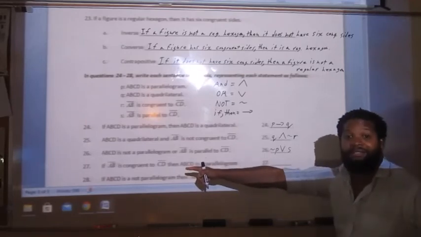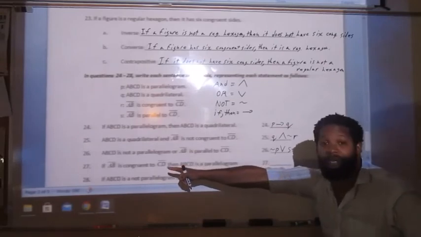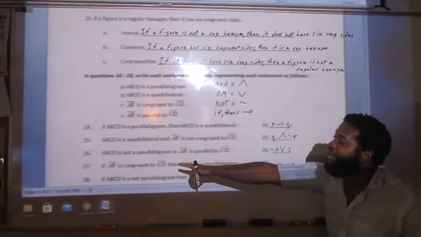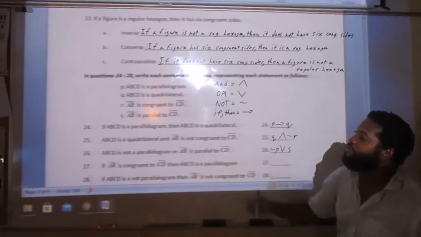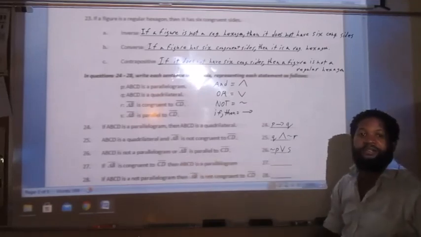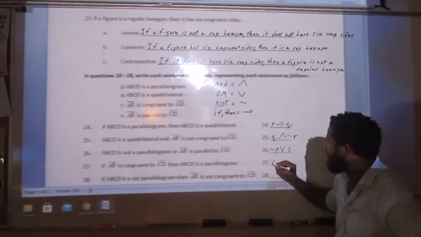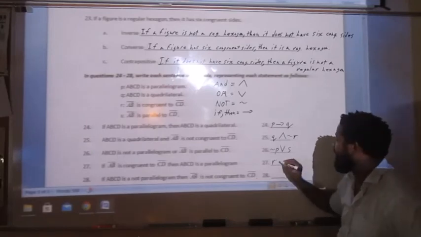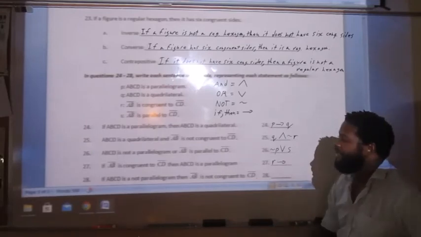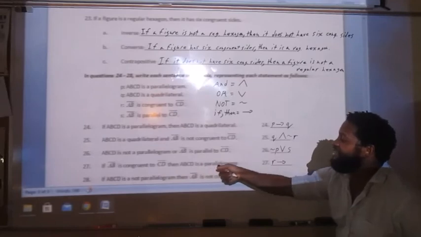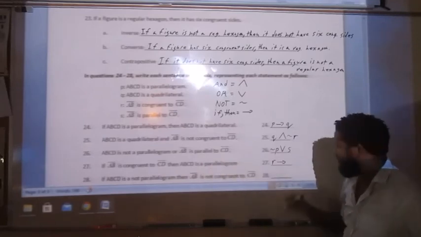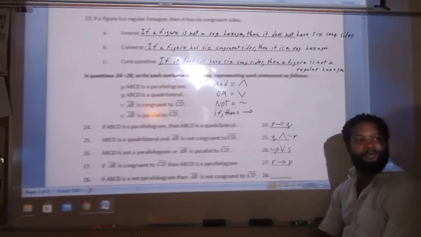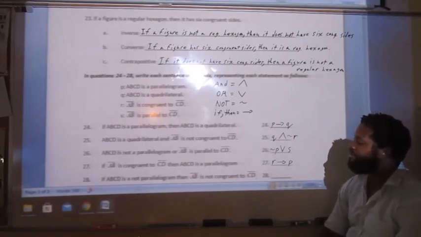If we start with the if, we're going to be having a then. So if AB is congruent to CD, which one is that? R. What comes after the R? Then ABCD is a parallelogram. You're done. That's it.